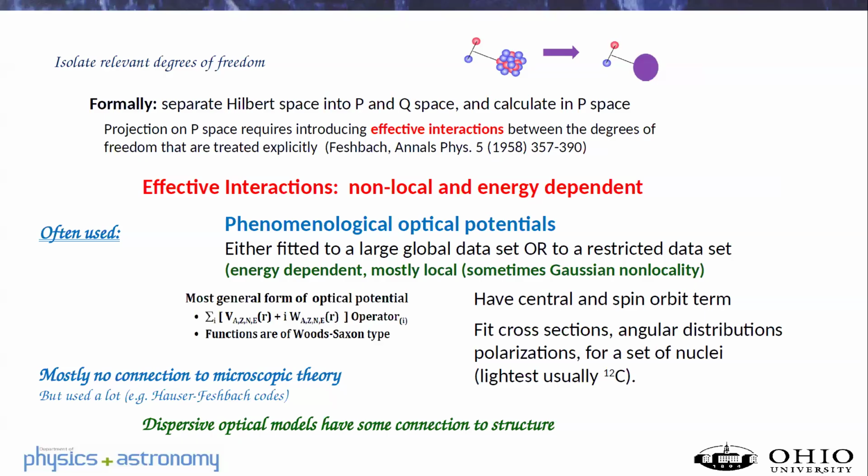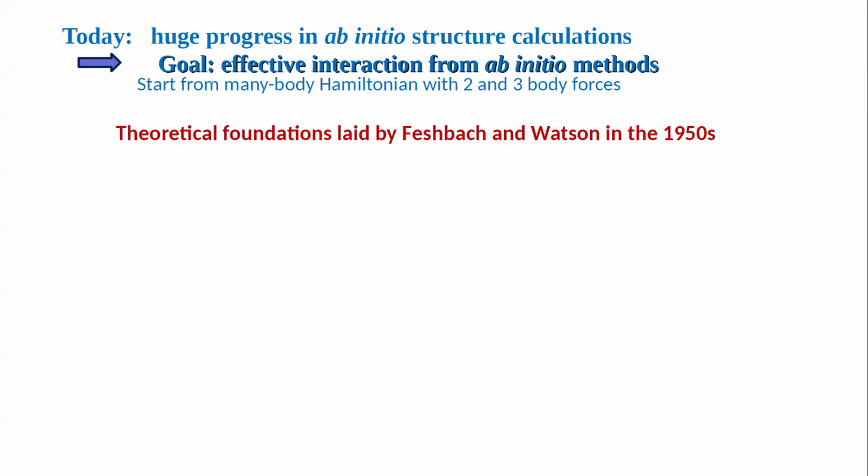So, basically, you fit cross sections and other observables, and usually the lightest nucleus which is used is carbon-12, and sometimes the phenomenological fits start at calcium-40 and go to the higher nuclei. But now we want to do an ab initio approach, and basically there are two ways, and theoretical foundations that were laid in the 50s. One is by Feshbach and the other one by Watson.